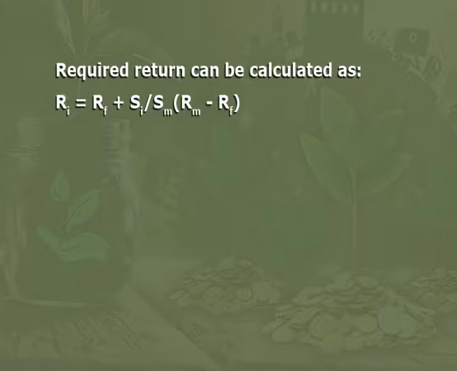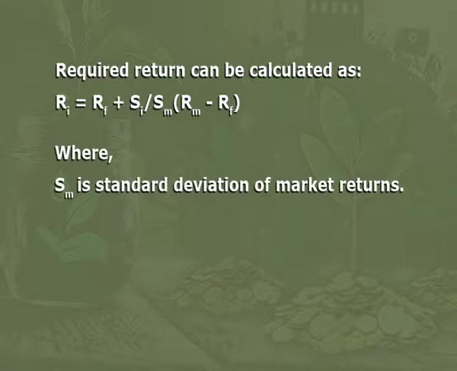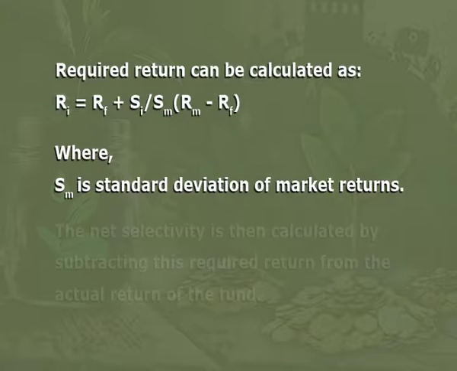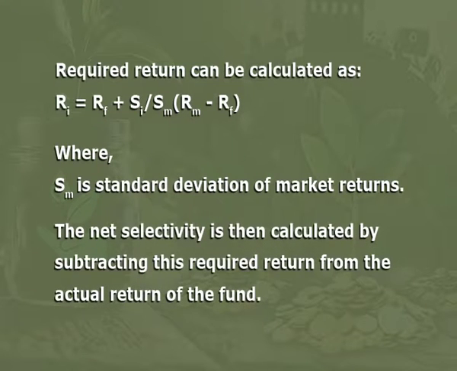Required return can be calculated as Ri is equal to Rf plus Si divided by Sm multiplied by Rm minus Rf, where Sm is the standard deviation of market returns. The net selectivity is then calculated by subtracting the required return from the actual return of the fund.